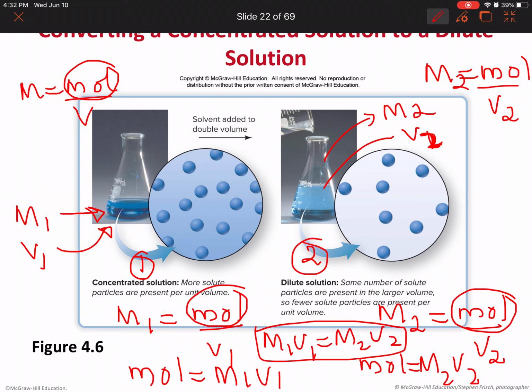That's the dilution equation. M1 is the concentration of one solution. V1 is the volume of the first solution. M2 is the concentration of the second solution. And V2 is the volume of the second solution. Since they have the same number of moles, we can say M1V1 equals M2V2. And we can use this equation to find the concentration or the volume of a diluted or a concentrated solution that involves a dilution.